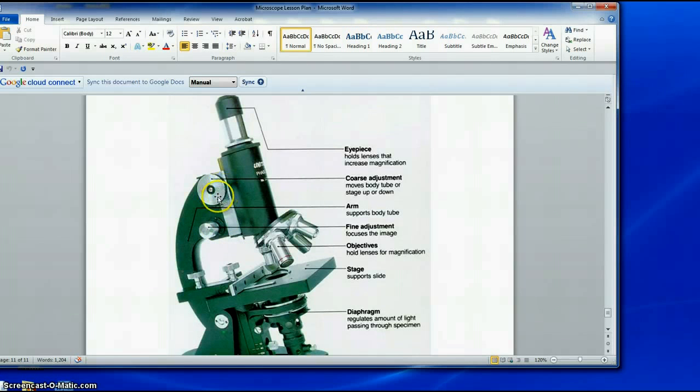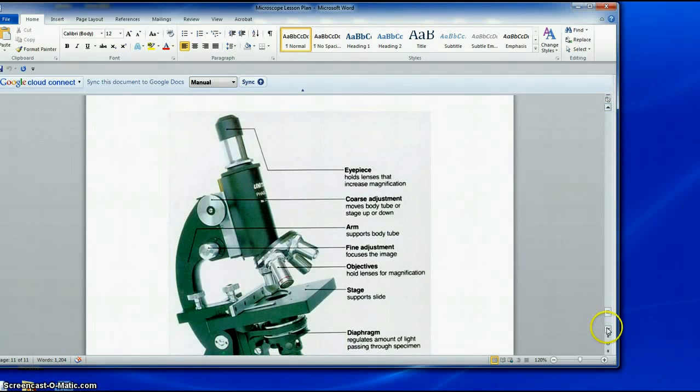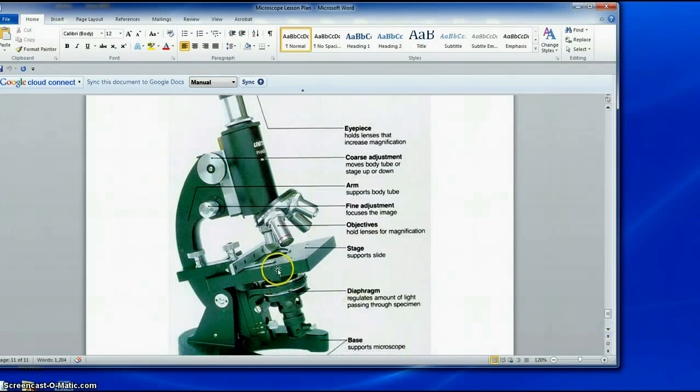So you may have to repeat this and then go back to the coarse adjustment and move it up a little farther before you start with the fine adjustment. The diaphragm below the stage is like the iris in your eye, and it adjusts the amount of light coming into the scope through the hole in the stage, called the aperture.